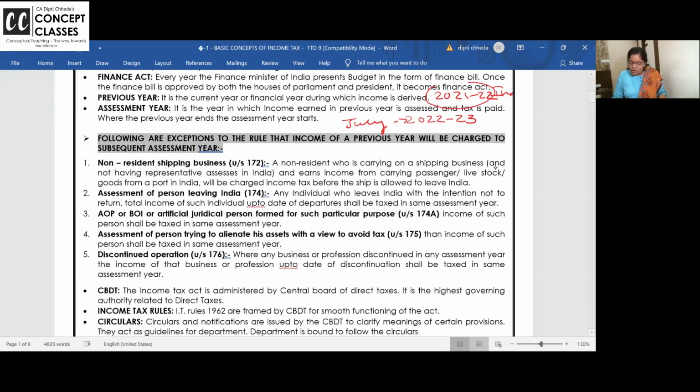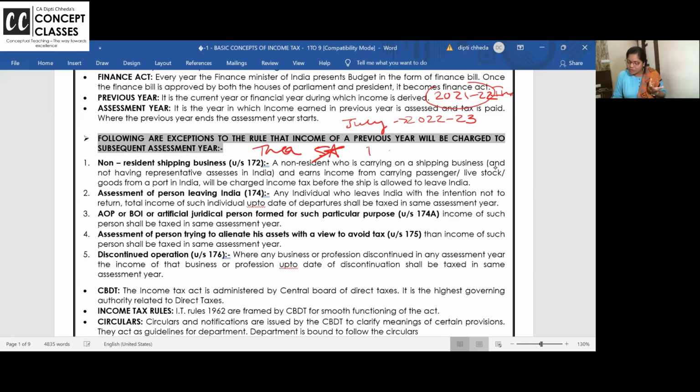Now, this is a super important theory question, and you should really give it 5 stars. At least 4 to 5 times this question has come and been repeatedly asked. Both in the CA exam and CMA they ask it. What is the exception to the rule when the previous year's income will be charged in the assessment year? So what is the exception when the financial year, previous year and assessment year are the same?